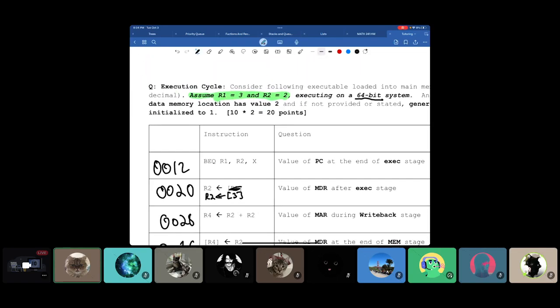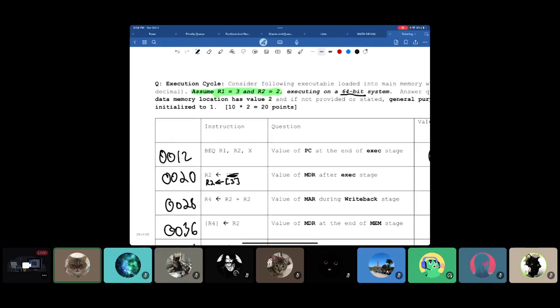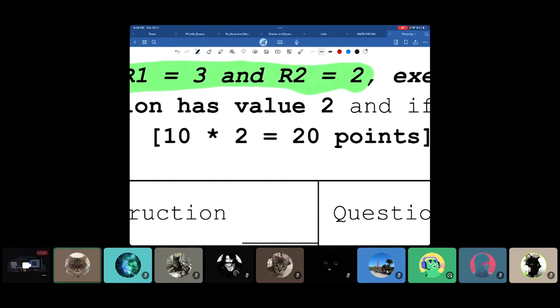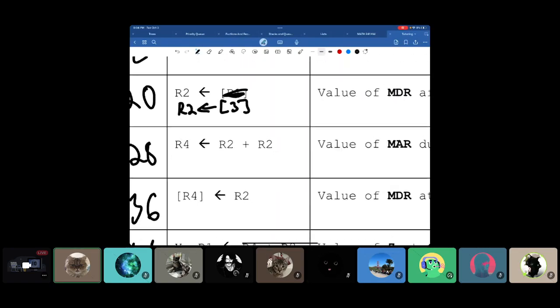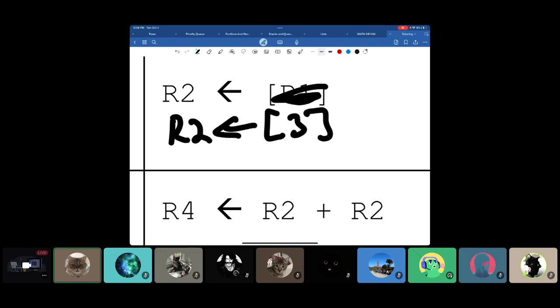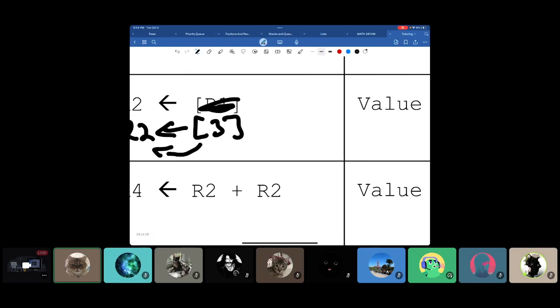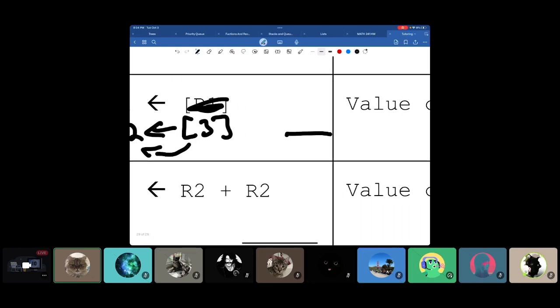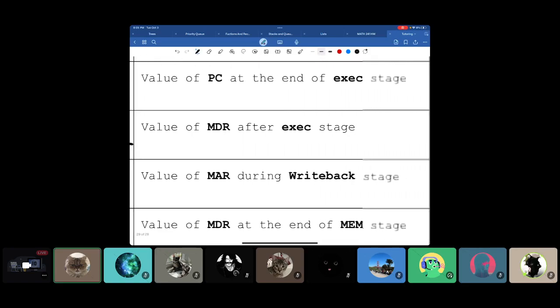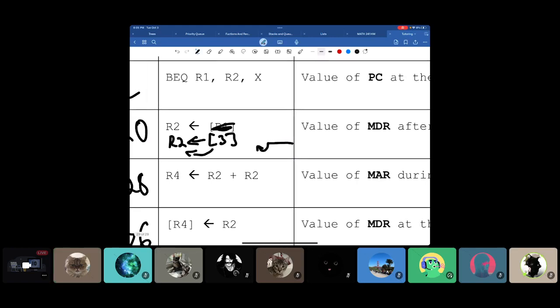And the data of address 3, we don't know because that wasn't initialized. And it says assume each data memory location has value 2. Meaning that the data inside of address 3 is value 2, and we're putting that data into R2. And we do that by going from the data line in memory, putting that data onto MDR, which just says value of MDR after exec stage. Actually, after exec stage, hold on, let me think.